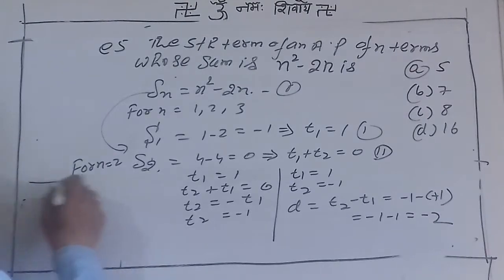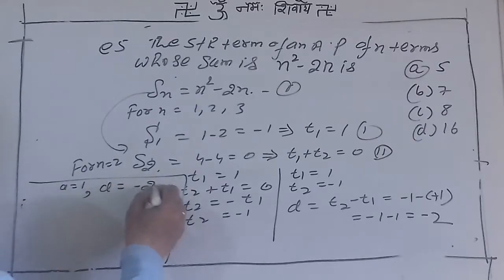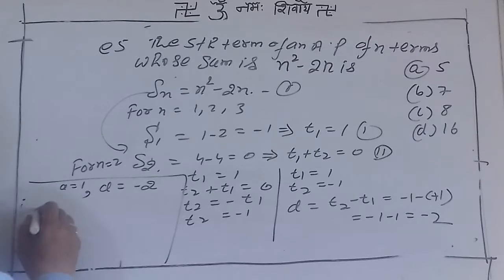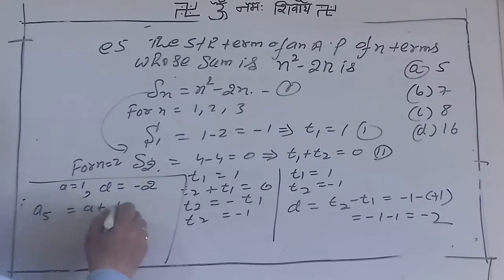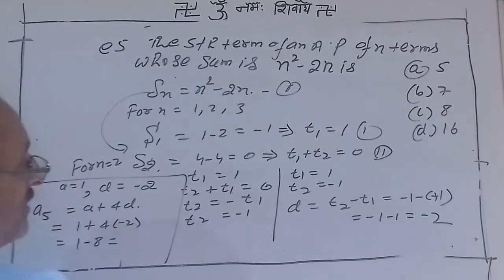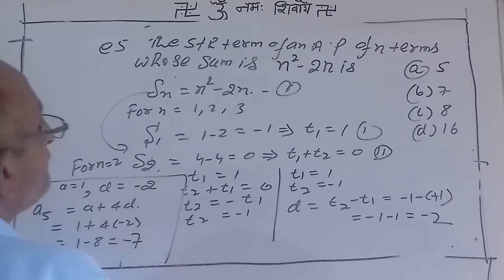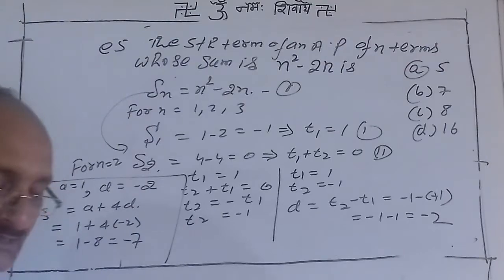So that means a is equal to 1 and d is equal to minus 2. Fifth term a5 is equal to a plus 4d, which is 1 plus 4 into d, where d is minus 2. So 1 plus 4d, that is minus 7, is the answer it gives. Minus 7.